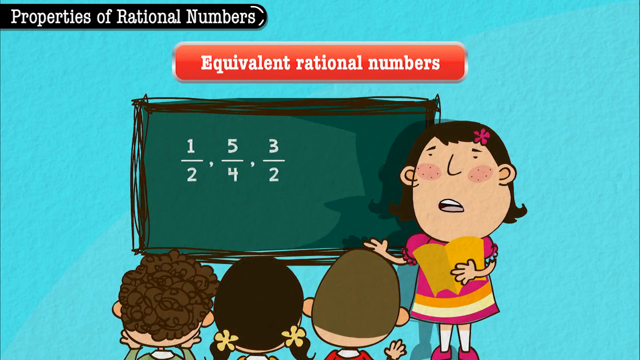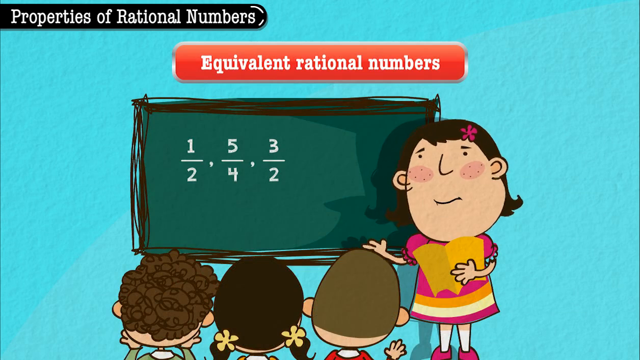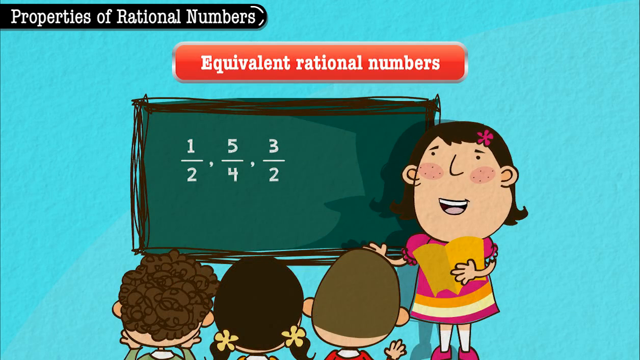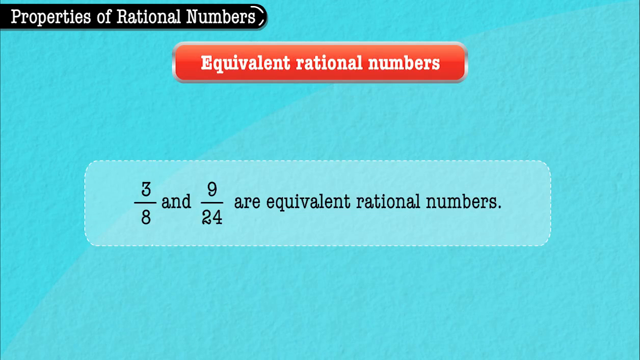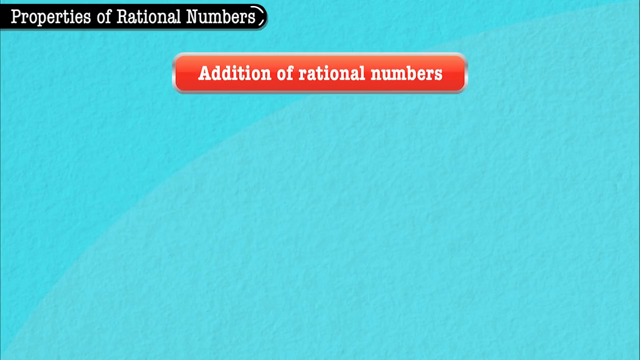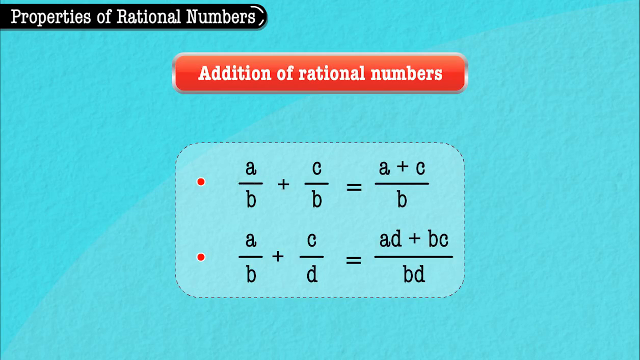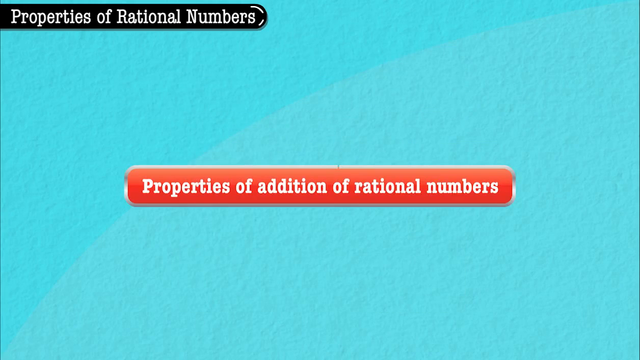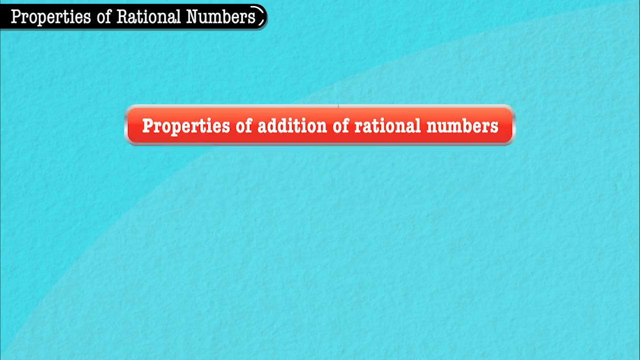Numbers having the same value are called equivalent rational numbers. For example, 3 by 8 and 9 by 24 are equivalent rational numbers. Displayed here are two ways of adding rational numbers with same denominator and different denominator. Let's see the properties of addition of rational numbers one by one.